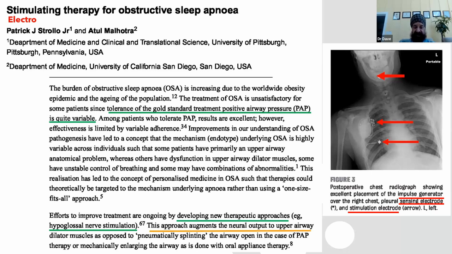So this is augmenting the neural output to the upper airway. It's going to affect the dilator muscles. It's very different from the pneumatic splinting used, or the theory behind PAP therapy. And it's quite different from the mechanical therapy, enlarging the airway mechanically with an oral device. So we need to look at this kind of approach in a bit more detail.